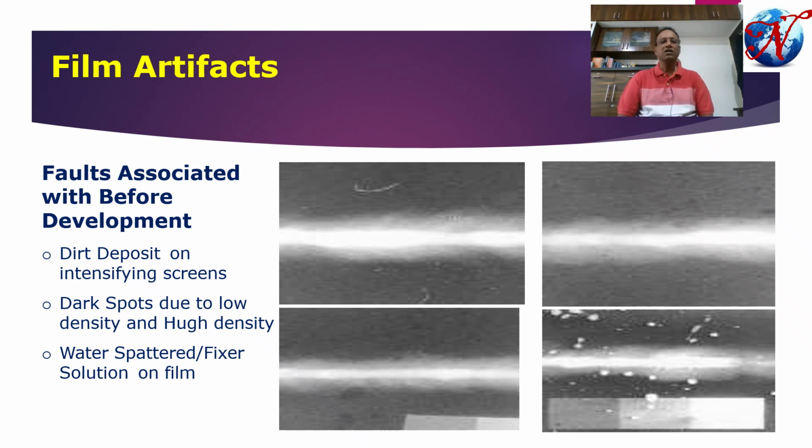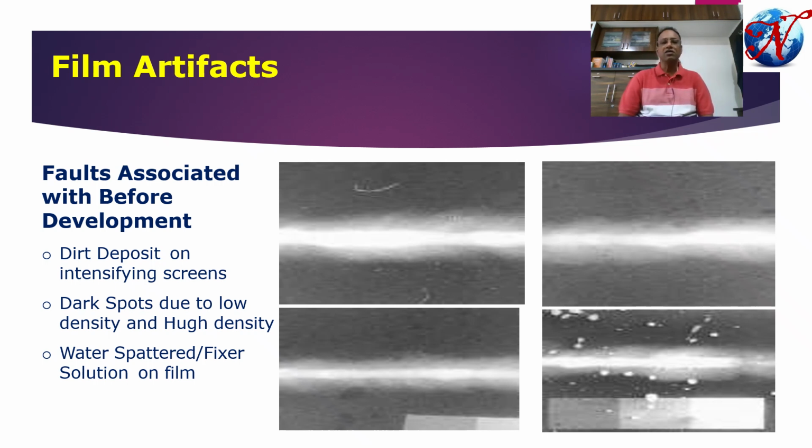There is a possibility of formation of dark spots due to the lower density and higher density in your radiograph, and the water or fixer solution can splatter due to an inexperienced technician working in the dark room, which can produce splashing of the water or fixer solution before the entire film has been processed.